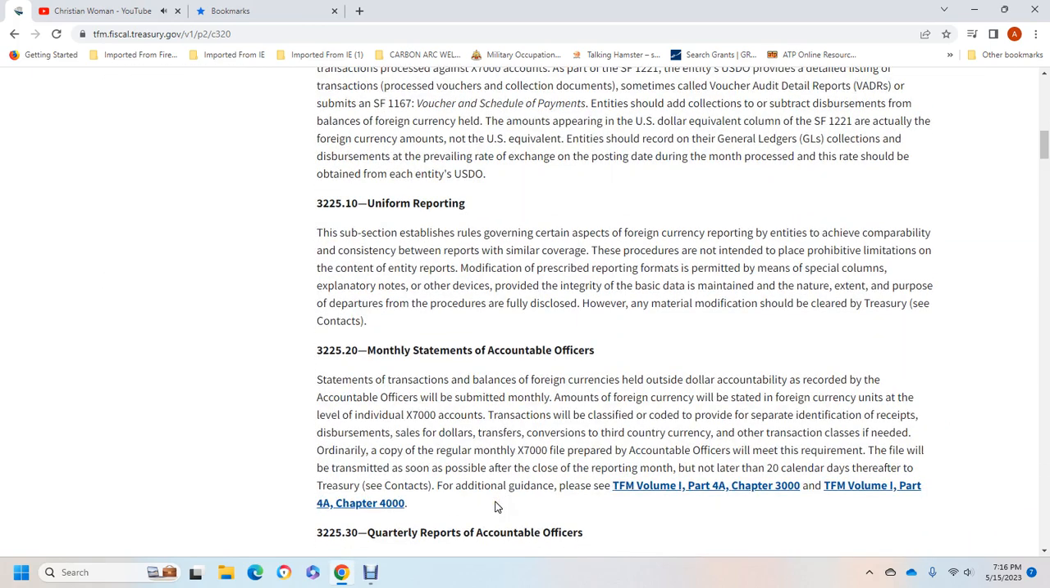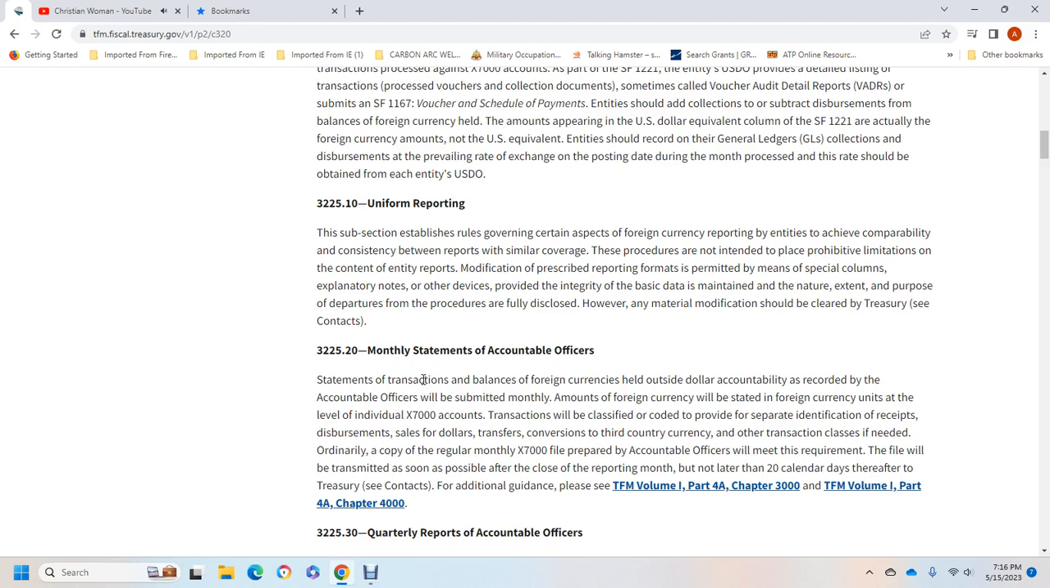Section 322510, Uniform Reporting. This subsection establishes the rules governing certain aspects of foreign currency and its reporting by the entity, to achieve comparability and consistency between the reports. The intent is to prohibit limitations on the content of the entity's report. Modifications to the prescribed reporting format are permitted by means of a special comment or explanatory notes or other device, provided the integrity of the basic data is maintained to the natural extent. The purpose of any departure from the procedure should be fully described, and the modification should be cleared by the Treasury.